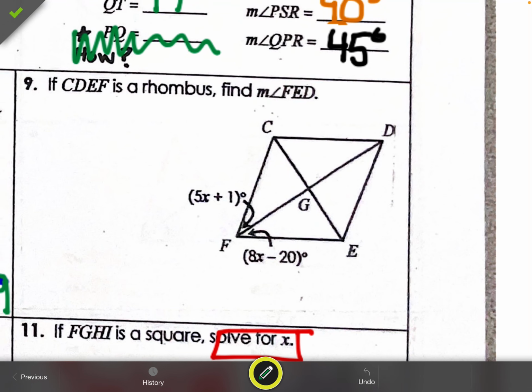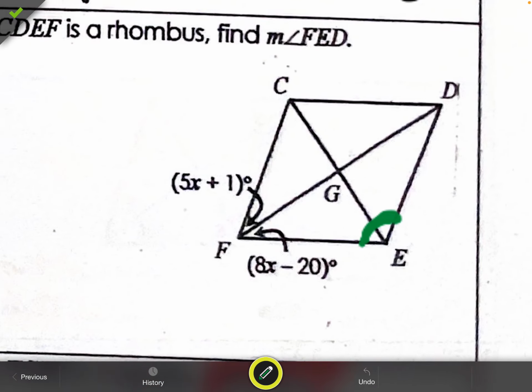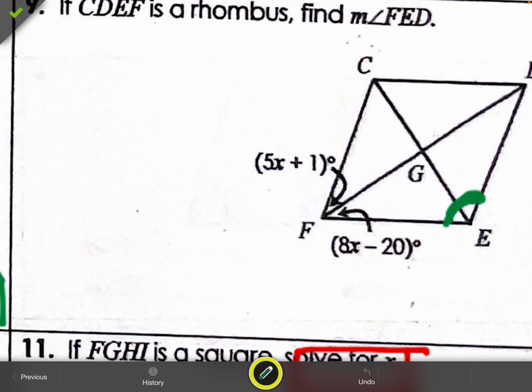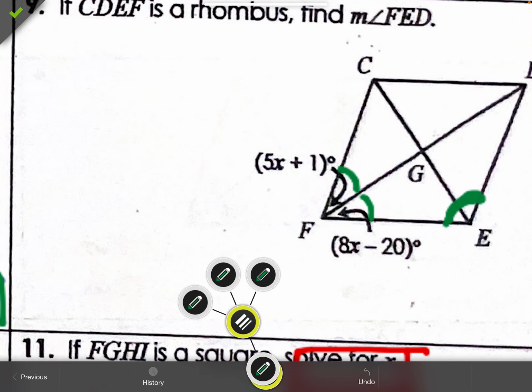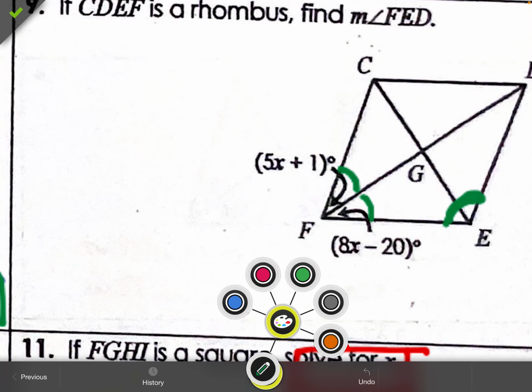All right, last one. CDEF is a rhombus. Find the measure of FED. Well, FED is way over here, so right now I'm not going to worry about finding that. I know I have to get X first. So now I have to look at what we know about this. They're telling me this piece is 5x plus 1, and the other piece down here is 8x minus 20. So what kind of equation can we write? What do we know about those two pieces?